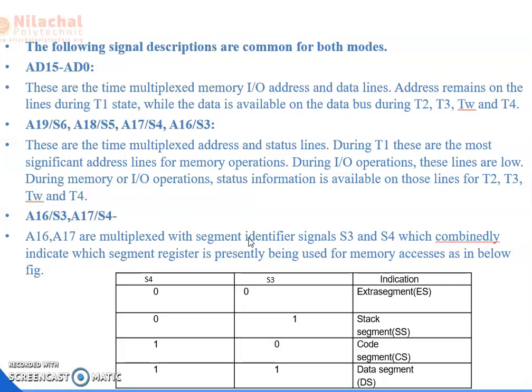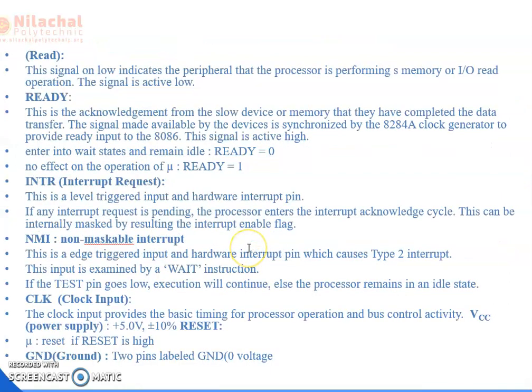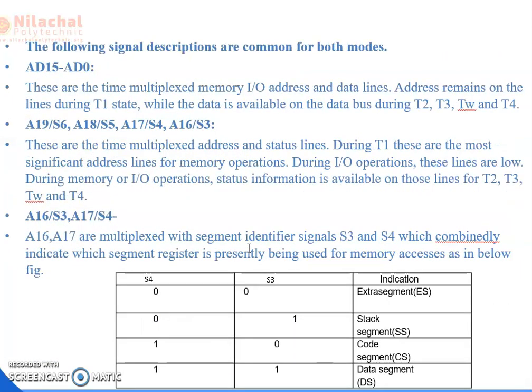So A16 and A17 are multiplexed with the segment identifier signals S3 and S4, which combinedly indicate which segment register is presently being used for memory access, as in the below figure. When S3 and S4 both are 0, it is the extra segment. When S4 is 0 and S3 is 1, it is the stack segment. When S4 is 1 and S3 is 0, it is the code segment. And when both are 1, then it is the data segment.